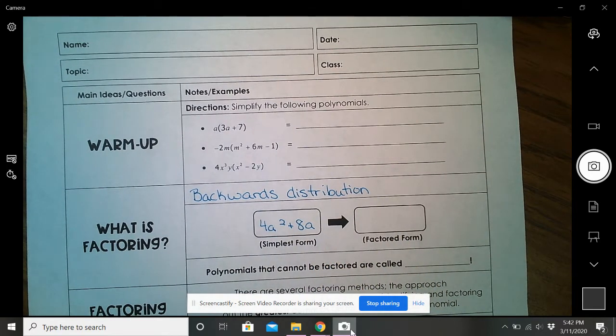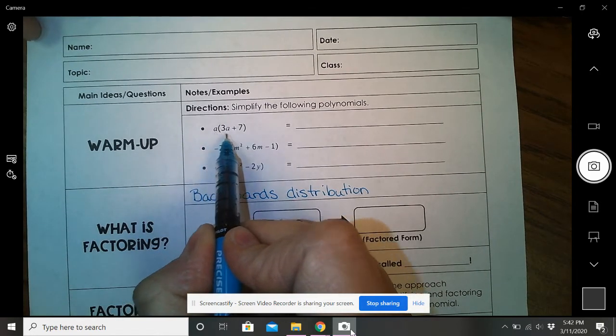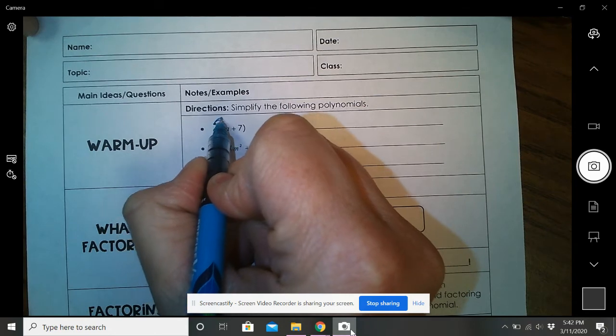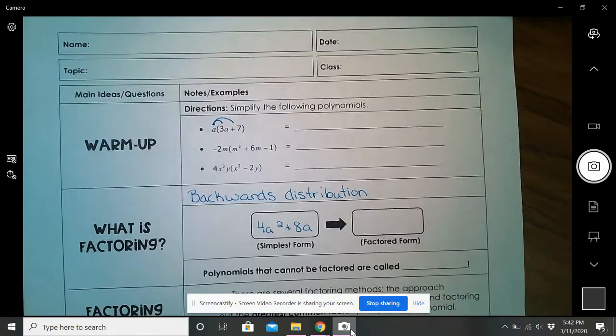So first I want to warm up doing a few distribution problems, because when we simplify where there's one term on the outside and multiple terms on the inside, we take that one term and we multiply it to both or all of the items on the inside. So first let's warm up with some distributing, and then we'll start talking about what backwards distributing looks like.